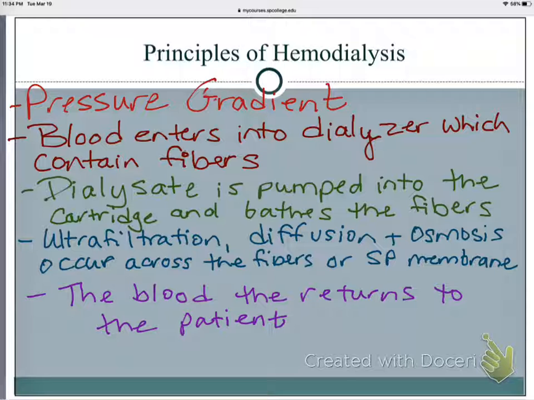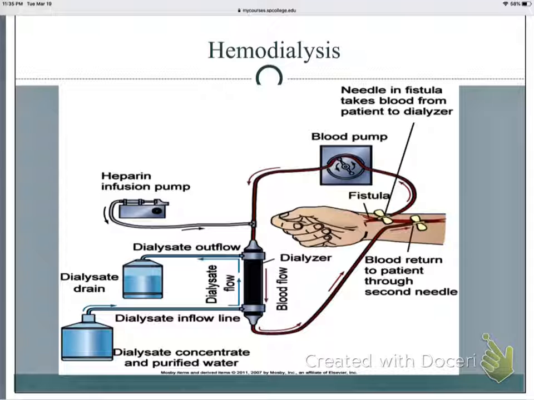Okay, so it works in the same sort of way, but artificially. Our dialyzer has fibers, and that's where the exchange occurs. The dialysate is pumped into the cartridge, bathes the fibers, and ultrafiltration, diffusion and osmosis occur across the fibers, which is your semi-permeable membrane. Then once it's clean, the clean blood loops around and goes back into the patient. And here's a cycle picture you can see.